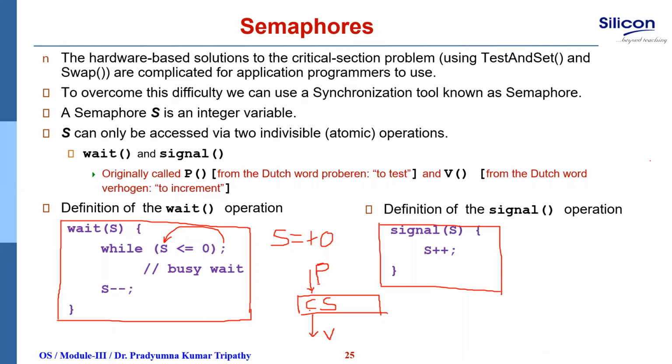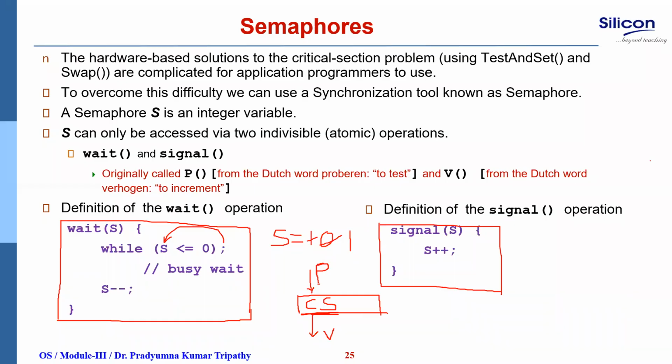Only one process is there in the critical section. When that process has finished its execution, while coming out, it will execute the signal. Correct? So what is the value of S now? It is 0. So 0 plus S plus plus, it will make it 1.